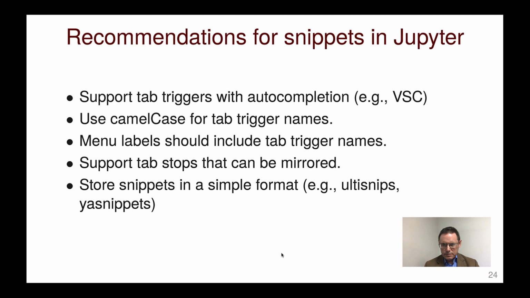Support for tab stops should be provided, and these tab stops should have the capability of being mirrored, such that a change at one is propagated to the others. And finally, the snippets should be stored in a simple format. Some of the existing extensions store snippets in JSON files. That's not very user-friendly. More user-friendly formats can be found in UltiSnips for Vim or Snippets for Emacs.